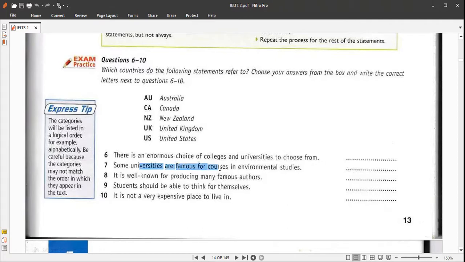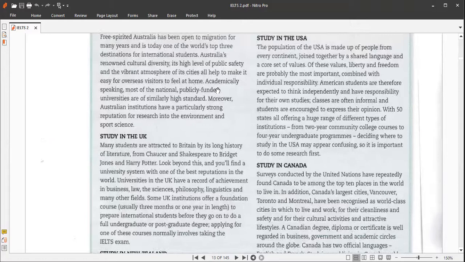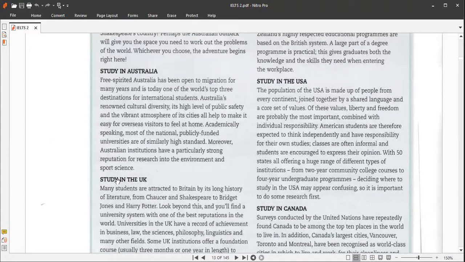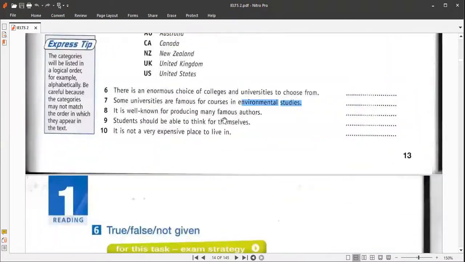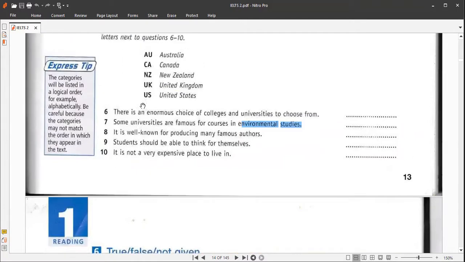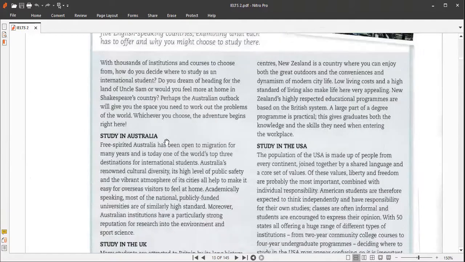Some universities are famous for courses in environmental studies. Okay, environmental studies, that's the keyword. Now we have here reputation for research into environment and sports science, so the answer is Australia. Some institutions here, of course, Australian institutions. Of course, the institutions here are universities because we talk about higher education.